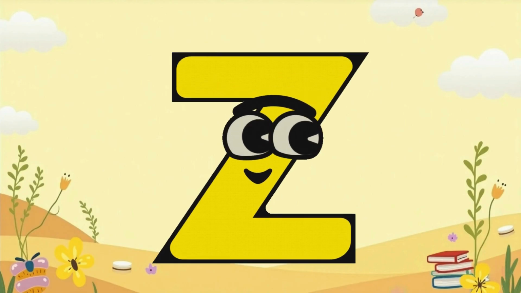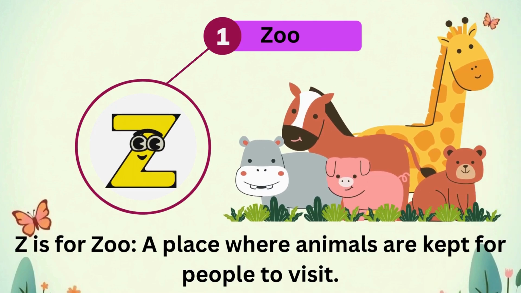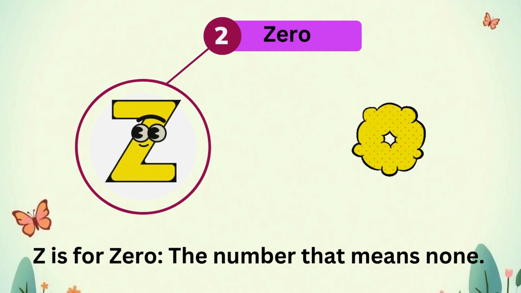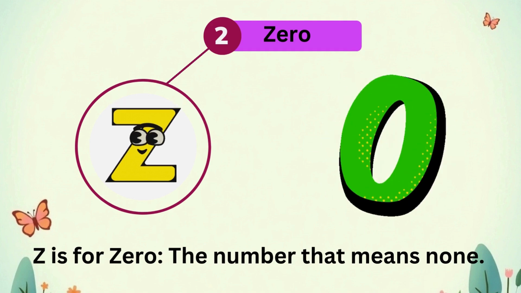Z. Z is for zoo, a place where animals are kept for people to visit. Z is for zero, the number that means none.